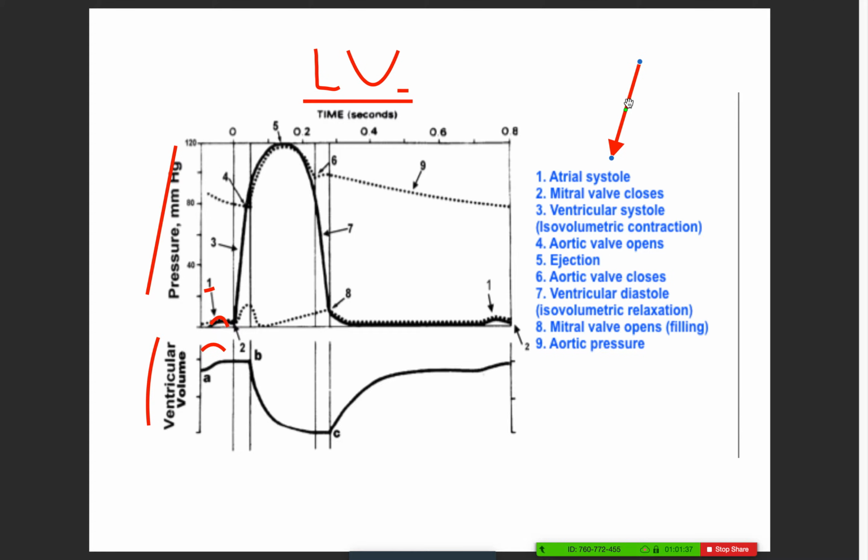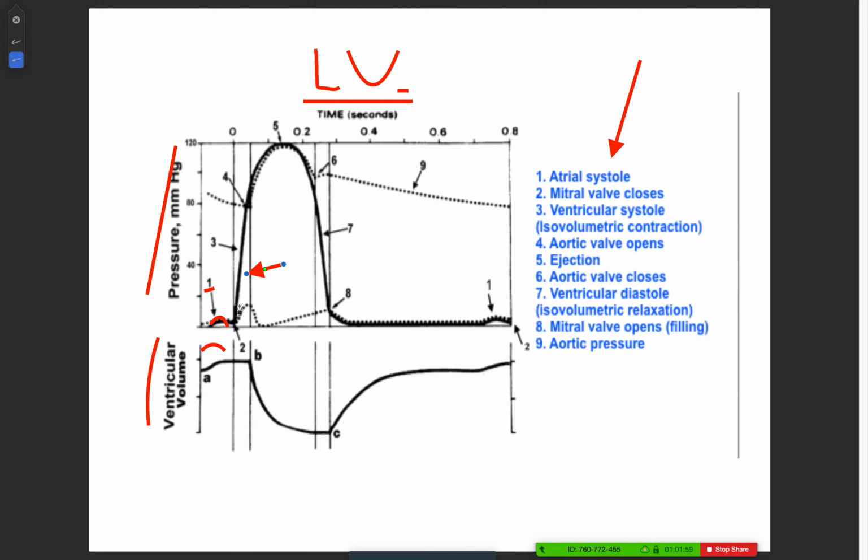So this atrial kick is just going to give a last little boost of blood. Whatever blood is left over in the atrium, we just want to dump all of that into the ventricle. Okay, so this first little bump that we see is going to be our atrial systole. Great. Now, what we see next is our pressure rapidly starts to increase.